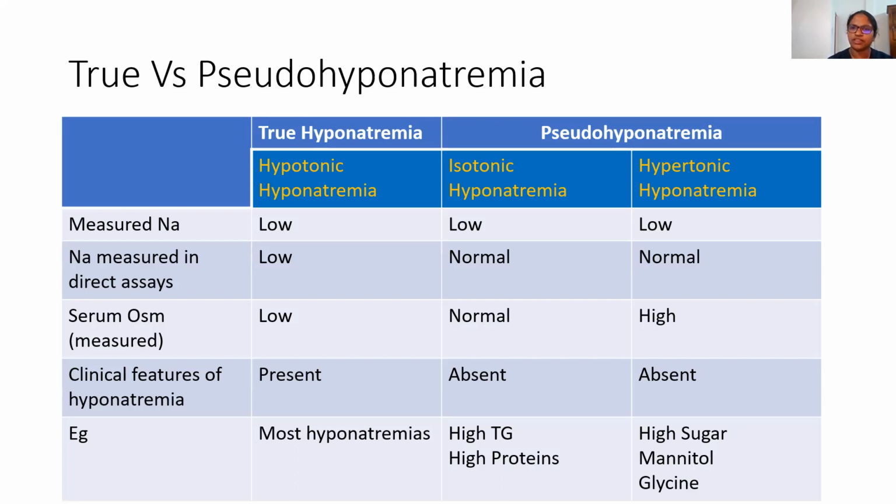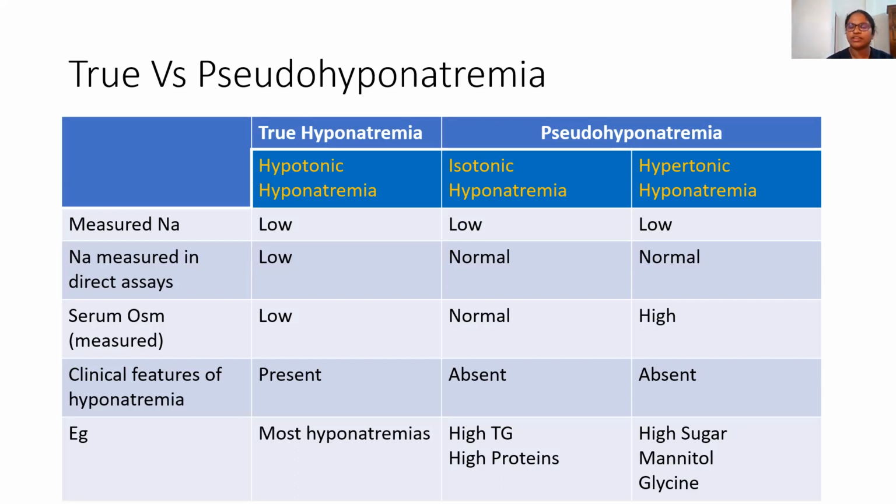So how would you suspect somebody has pseudohyponatremia? That is because this patient's actual sodium is normal, they are not symptomatic, and their serum osmolality is either normal, as in the case of triglycerides and proteins, or elevated with sugar and mannitol. In true hyponatremia, patients should have low serum osmolality. So that is how you diagnose pseudohyponatremia.